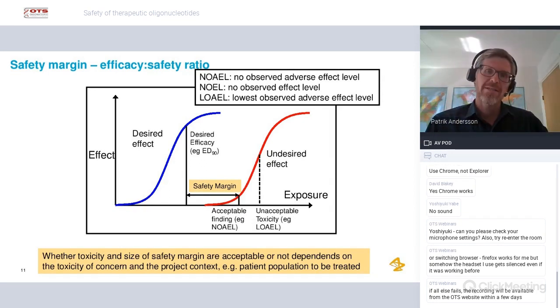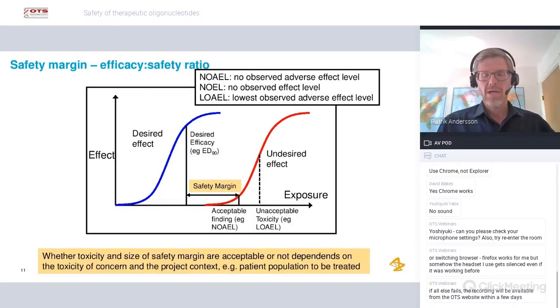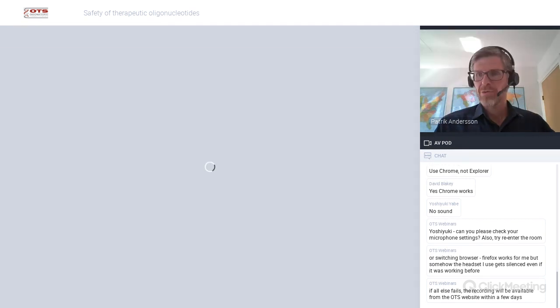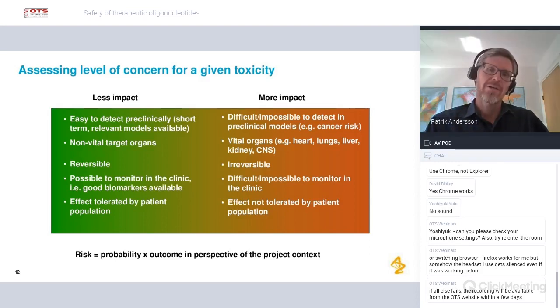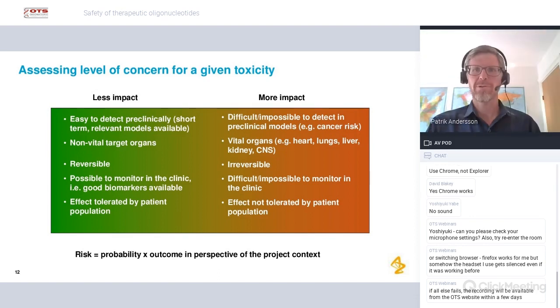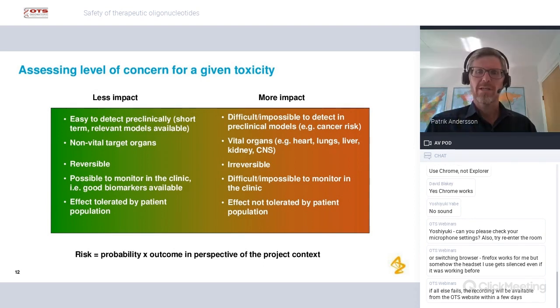And the size of that safety margin really depends on what type of toxicity you see and the project context, for example, the patient population to be treated. What do I mean by that? So here is an attempt to illustrate the level of concern for a given toxicity. More impact would be if you have a potential concern like a potential cancer risk, which is very difficult or almost impossible to detect in short-term preclinical models.